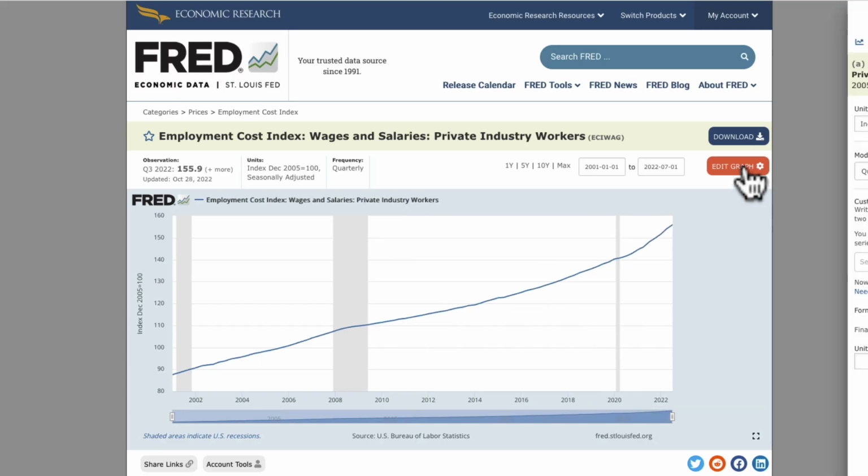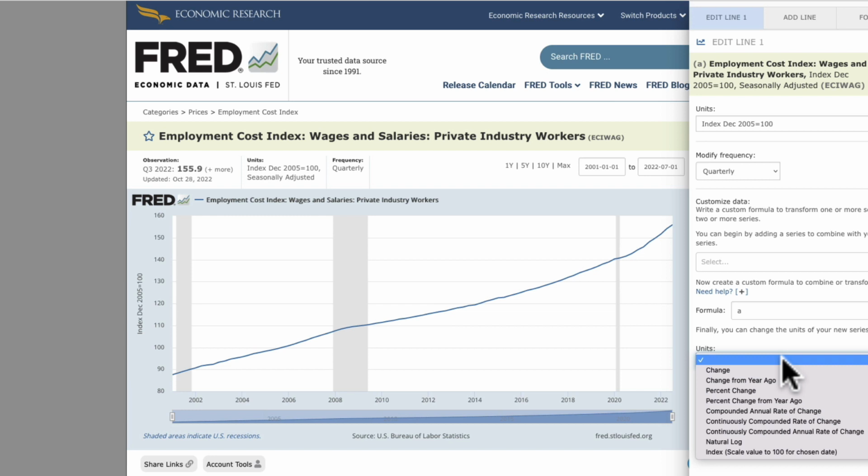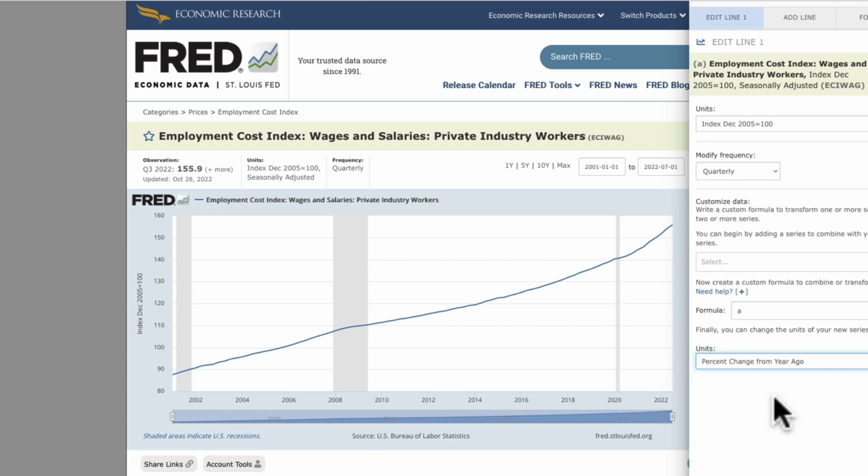So let's edit our graph here. Let's go down here and let's say percentage change from a year ago.